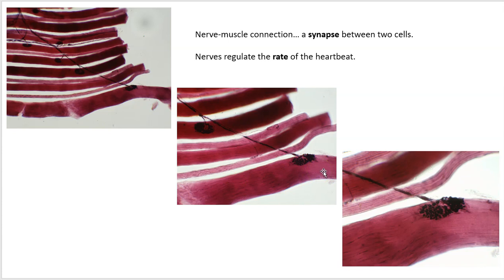The heart muscles are intrinsically contracting to their own rhythm. That's a different story. But this was just such a beautiful slide that I wanted to show it to you. So again, we really see down here a nice view of a synapse, except this is the neuromuscular junction. It's not a synapse between two neurons. It's a synapse between a neuron and a muscle cell.